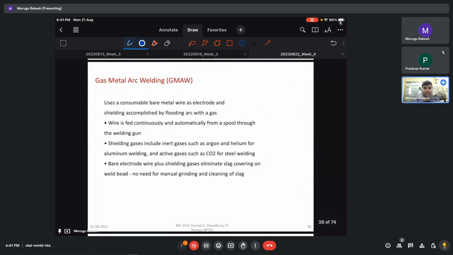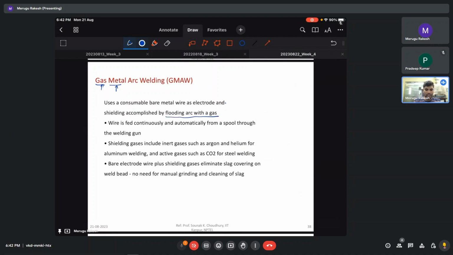Then let us see gas metal arc welding. In shielded metal arc welding, we are not using any shielding gas. The flux melts and forms a shield. But in gas metal arc welding, the word metal represents that we use a consumable electrode, and gas represents that we use a shielding gas. It uses a consumable bare metal wire as the electrode, and shielding is accomplished by flooding the arc with a gas.